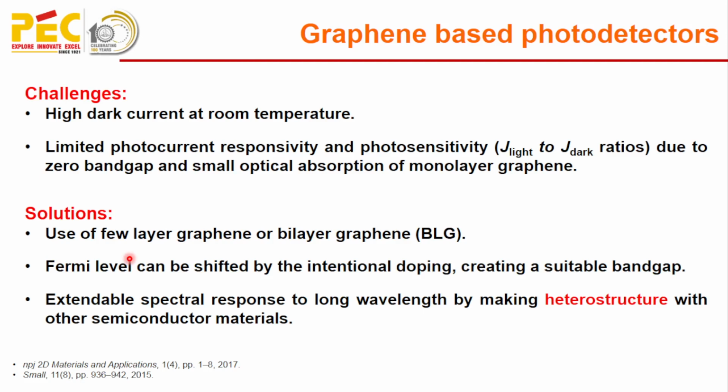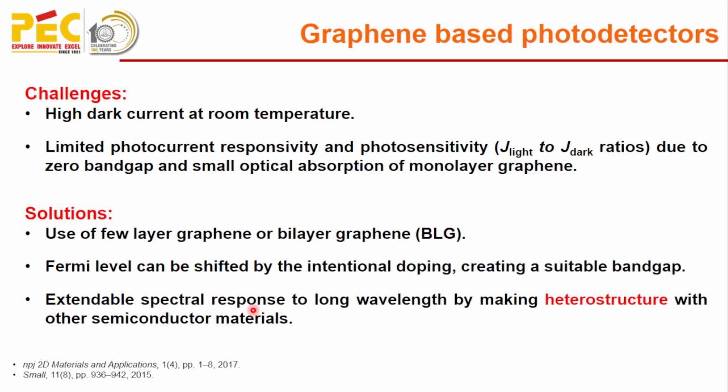So we can use few-layer graphene or bilayer graphene. We can shift the Fermi level by doping. It will create a band gap, and we can extend the spectral response of the graphene photodetector by making its heterostructure with other semiconductor materials.